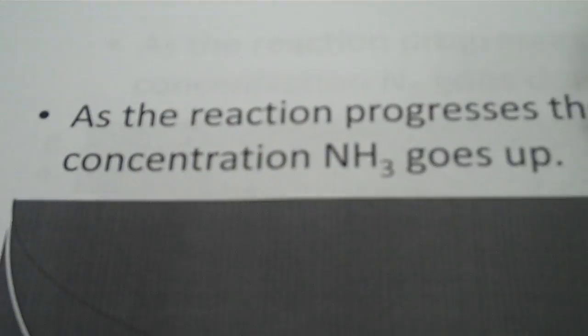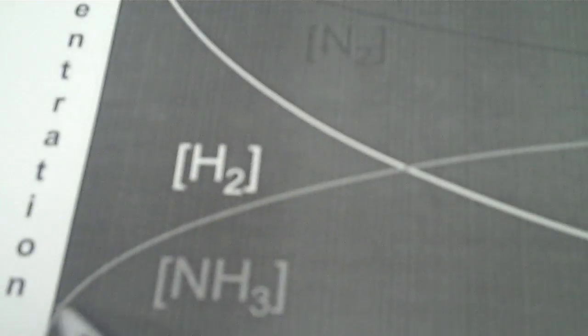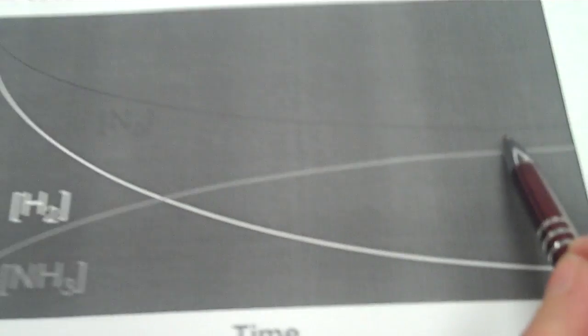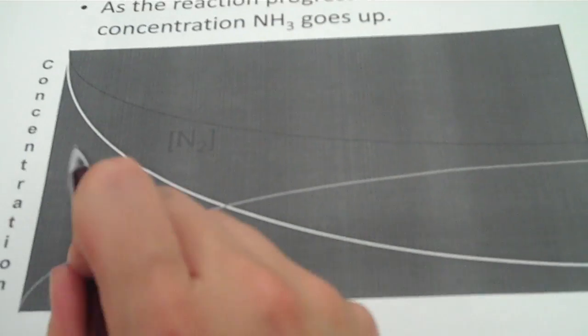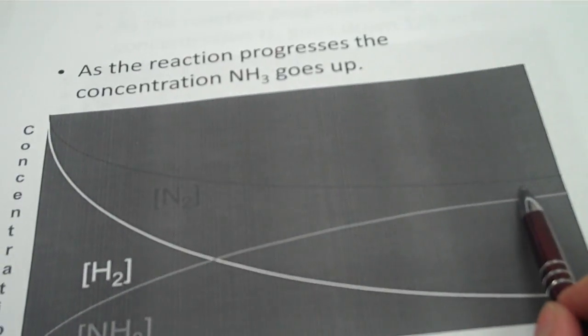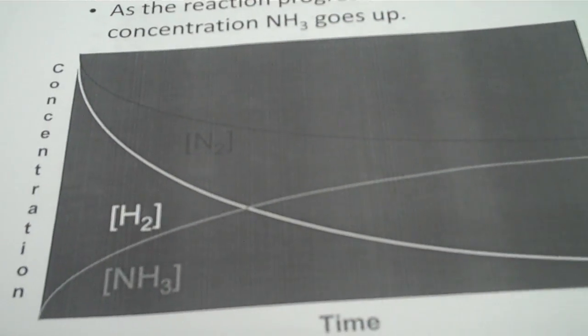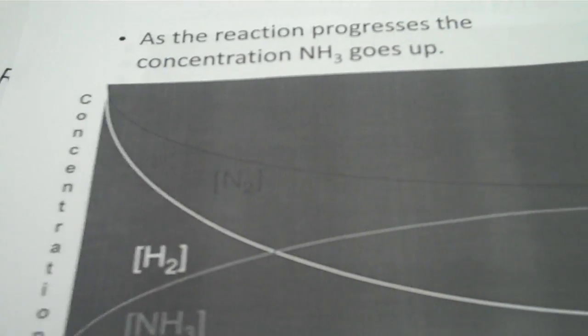All right, then here's our last part. As the reaction progresses, NH3 is going to go up because these two, our hydrogen and our nitrogen, are going to get used up. So ammonia is then going to increase, so it's what's going to be made. So our total chart looks something like this. You have H2 going down, N2 going down, not as fast, and then NH3 increasing. So let's talk more about this.